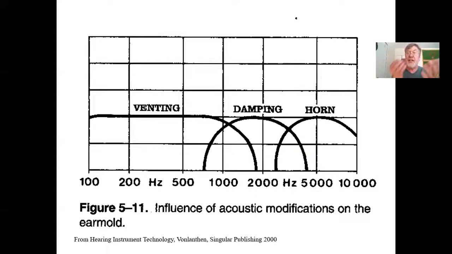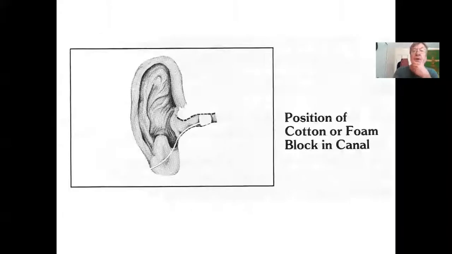And we're looking today at 3 different acoustic modifications. Venting affects the low frequencies. Filtering or damping tends to affect the mid frequencies. And horns tend to affect the high frequencies. And that's what we're going to take a little bit of a look at today. Okay? All right. Here we go. So let's go home now.